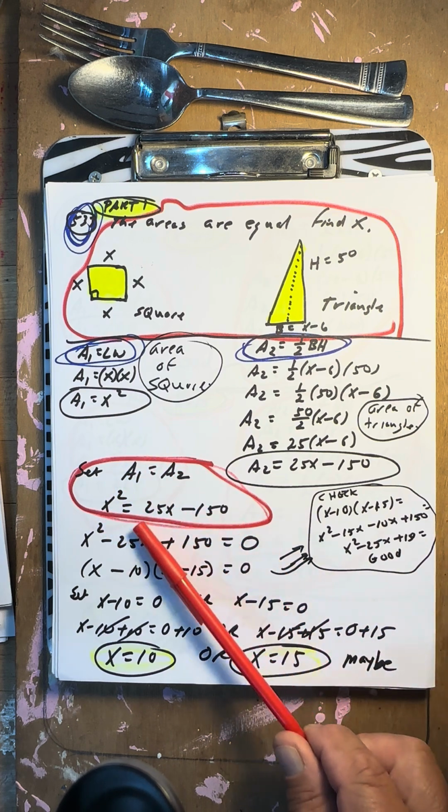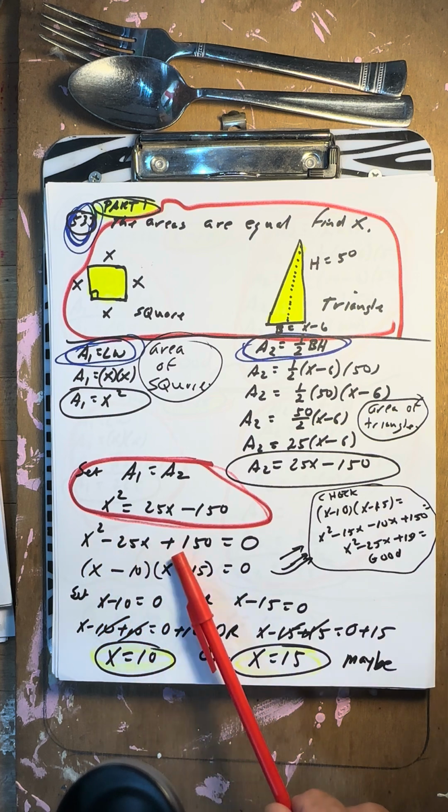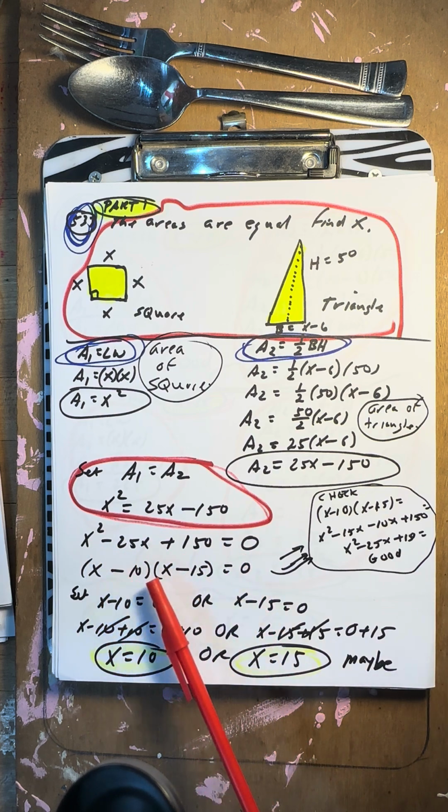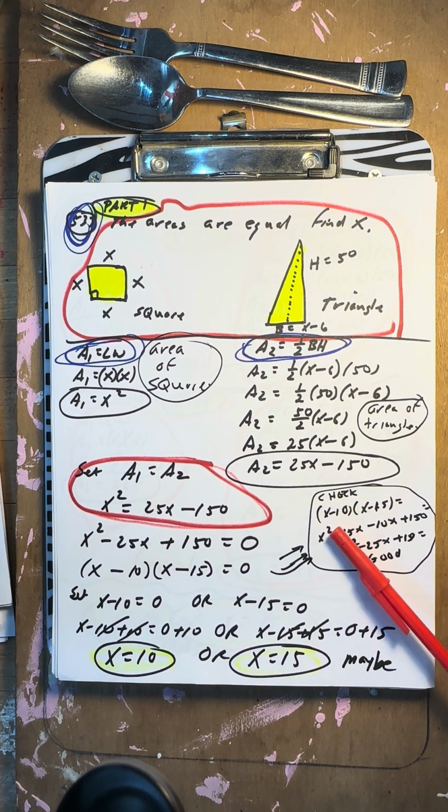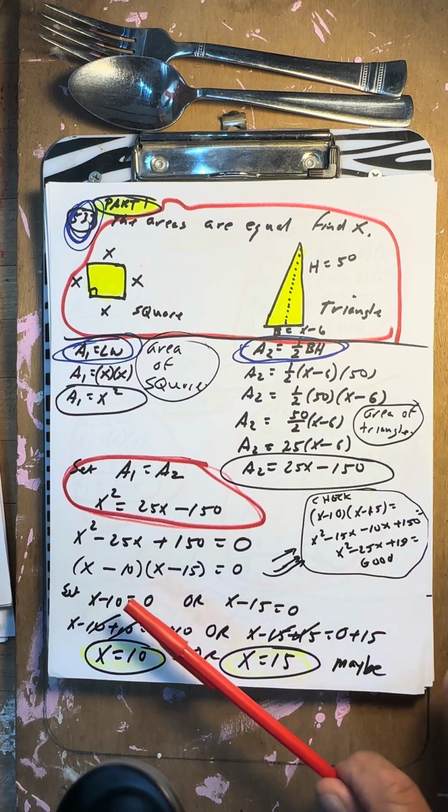Rewrite it. Bring these numbers over to the other side: x squared minus 25x plus 150 equals 0. So I say (x minus 10)(x minus 15). Maybe. Let's check it. x times x is x squared. x times that, negative 15x. That times that, negative 10x. That times that is 150. Together, x squared minus 25x plus 150. Yep, that works. So we know these are right.